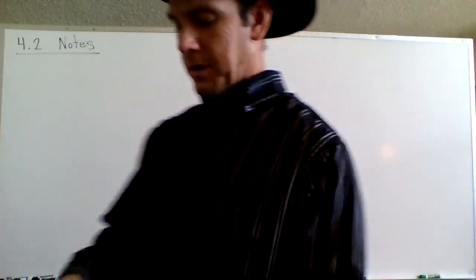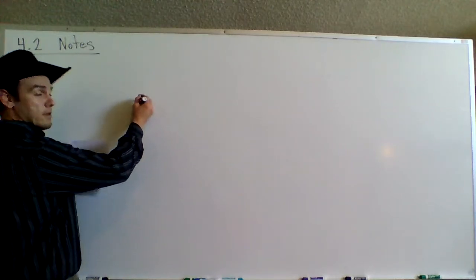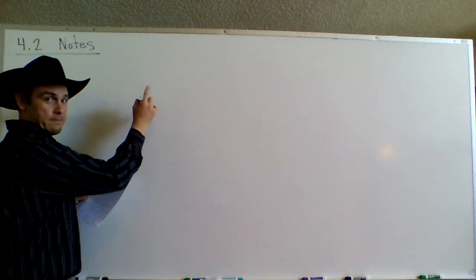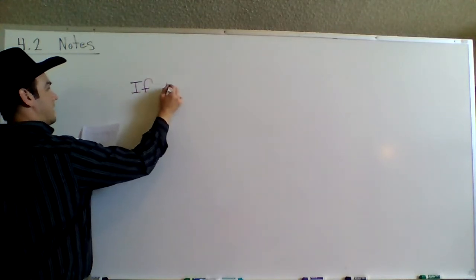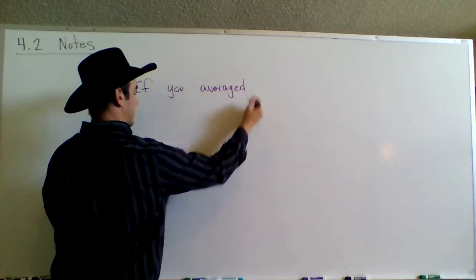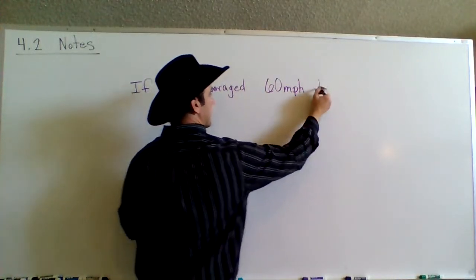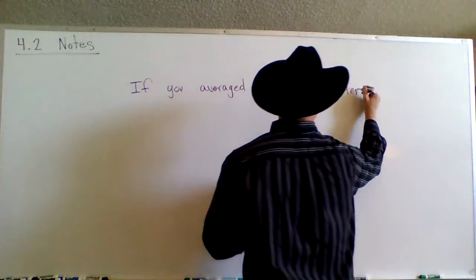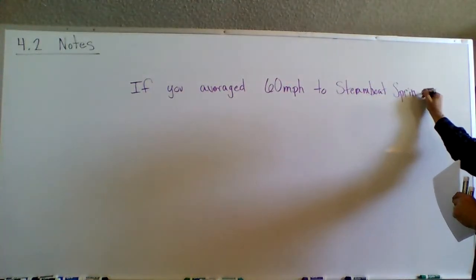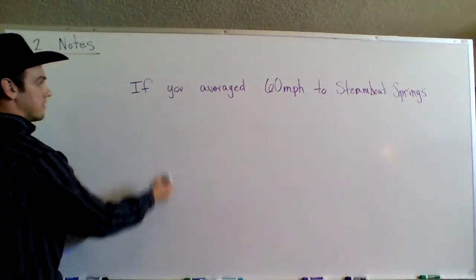All right, so got a driving problem for all you speedmeisters out there. Always drive below the speed limit. Okay, be safe. If you averaged 60 miles per hour to Steamboat Springs, and it took you 3.2 hours to drive there?